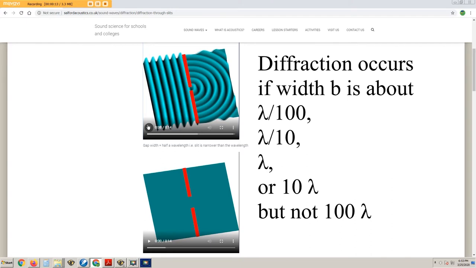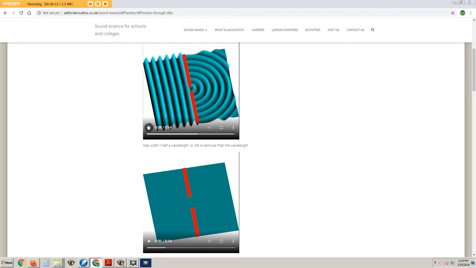Diffraction occurs if width B is about 1% of the wavelength, or 1/10 of the wavelength, or the wavelength, or 10 times the wavelength, but not 100 times the wavelength. B needs to be within a couple orders of magnitude of lambda.